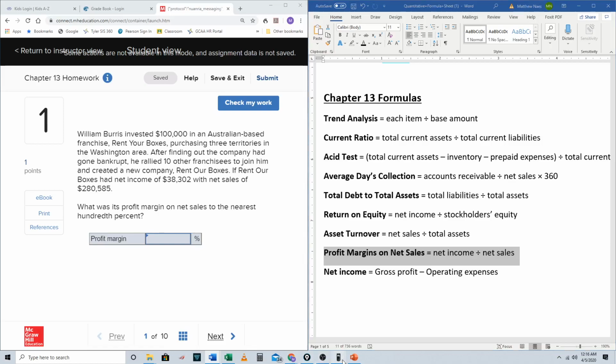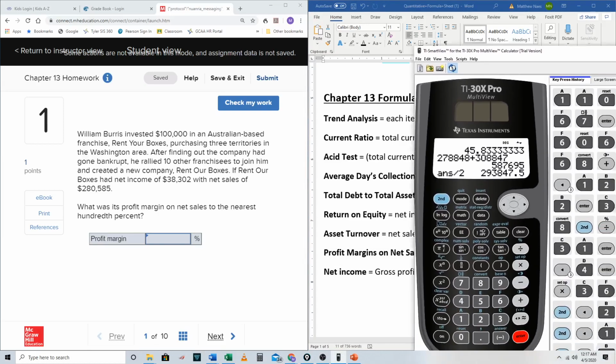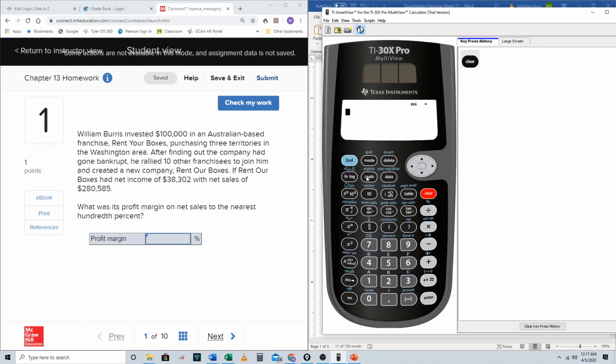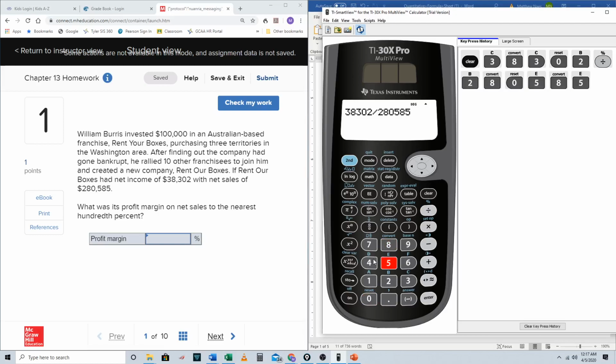So in this case, let me get my calculator out. Let me clear this. I've been doing a lot on this today. So again, net income, that is 38302 divided by net sales, 280585. Press enter. And again, change this to a percent. That means multiply it by 100. Again, you can move the decimal place 2 places if you're comfortable doing that. It's just easy to multiply by 100.